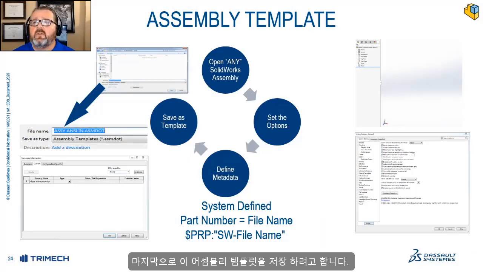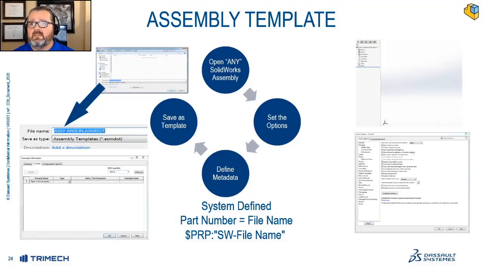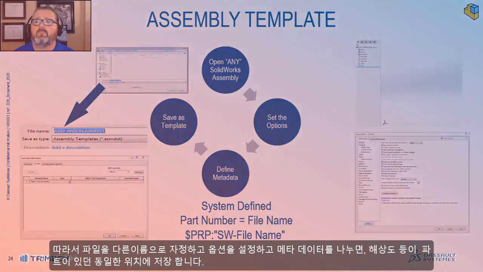Lastly, you're going to want to save this assembly template. Now, it is not a standard assembly path that you would save right out of SOLIDWORKS. It's actually ASM.dot that is the file extension. So you're going to want to do File, Save As, and save that once you've set your options and defined your metadata and the resolution and so forth, into the same location where the part file was that you defined earlier that we spoke about.